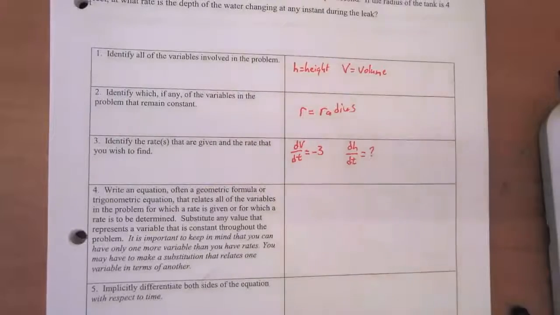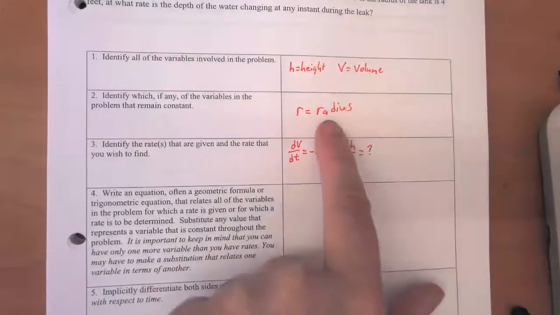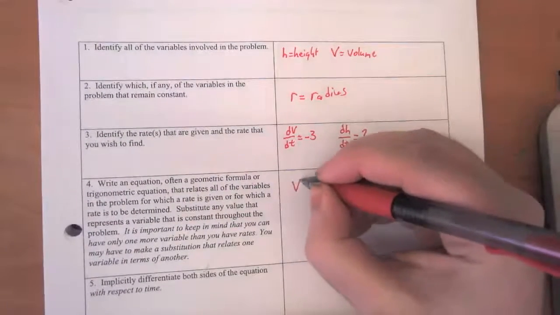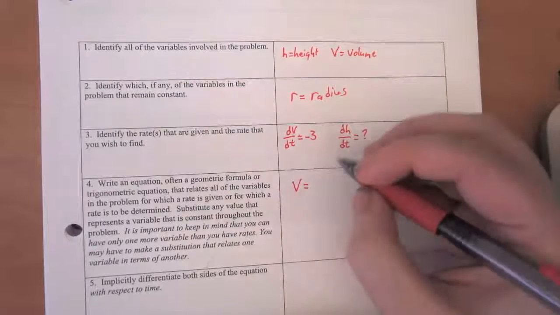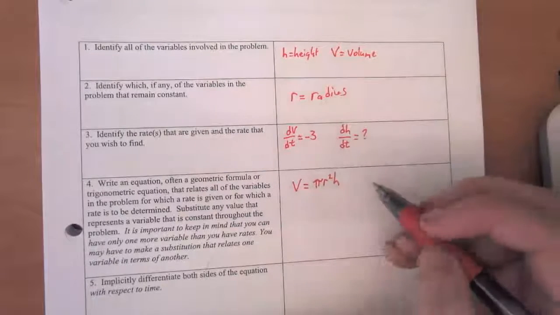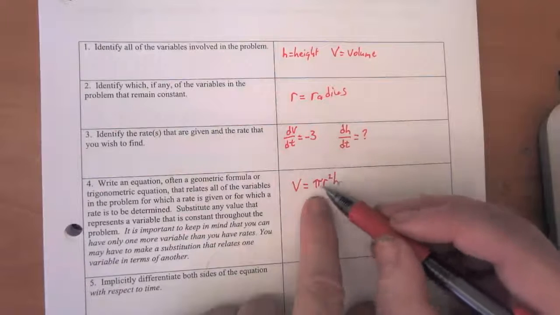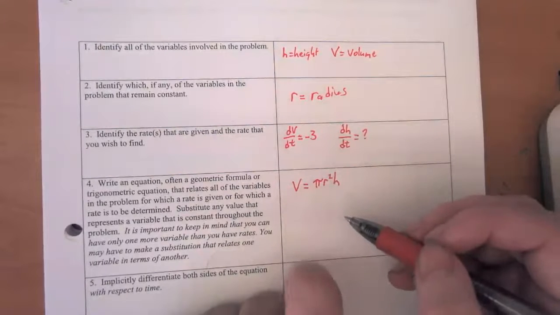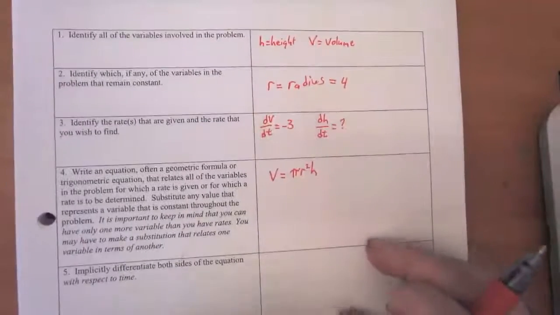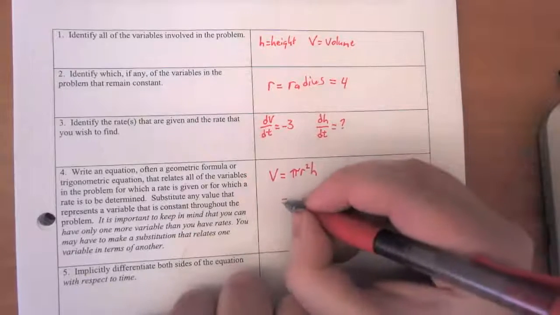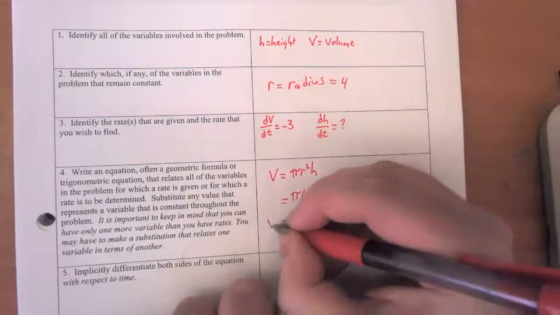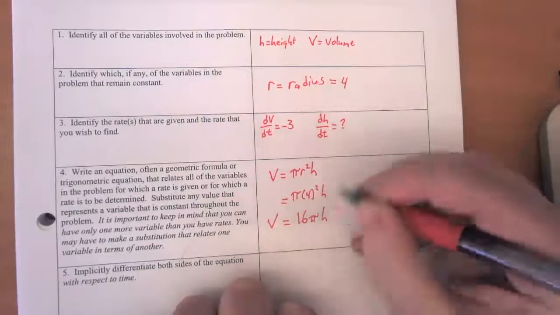So what is the equation that relates height and volume and radius of a cylinder? Well, we can check our geometry reference sheet if we're confused about it, but the volume is equal to pi times r squared times h. So it's the area of the base of the cylinder times the height of the cylinder. Okay, and so since we've been told that the radius is staying 4 throughout the problem, why don't we just substitute 4 in for r right now? So that's pi times 4 squared times h. So volume is equal to 16 pi times h.